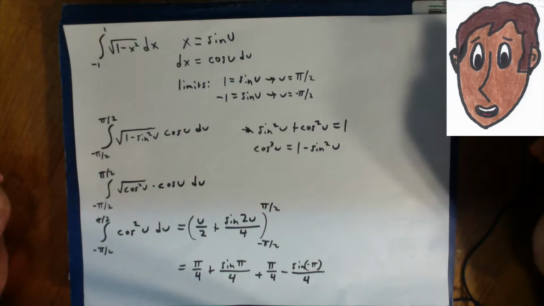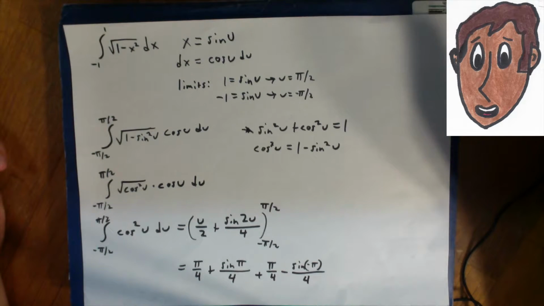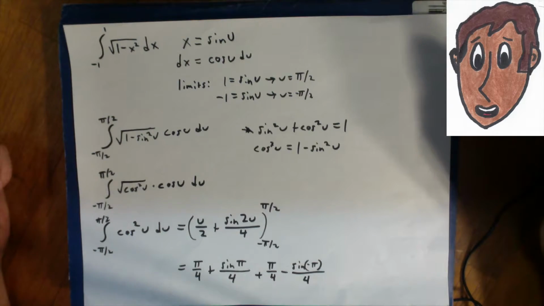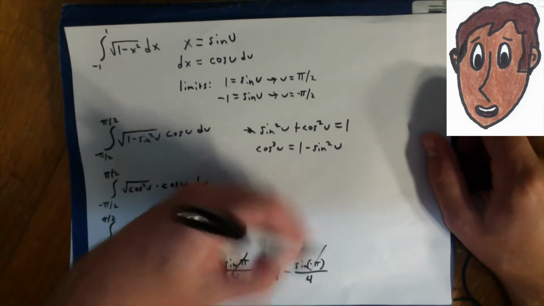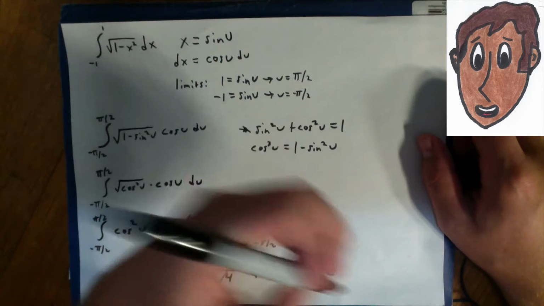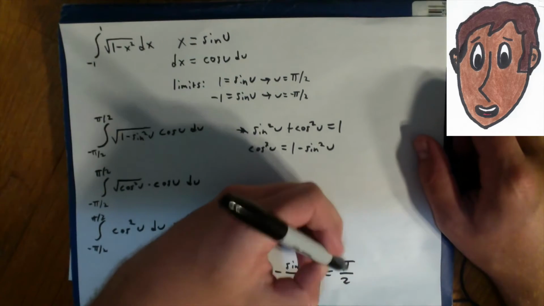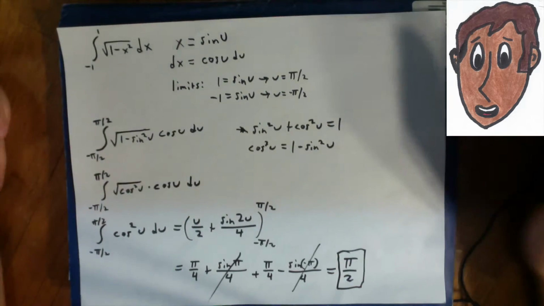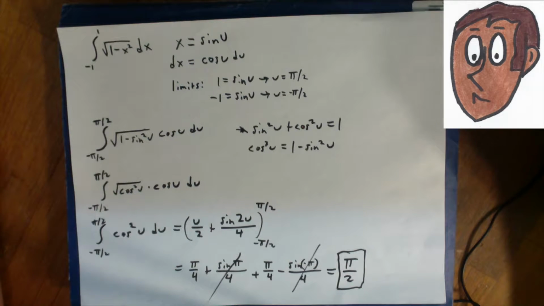So this simplifies very nicely. Sine of pi and sine of negative pi is just 0, so both these terms go away. And our final answer becomes pi over 2. Which makes a lot of sense if you think about it.